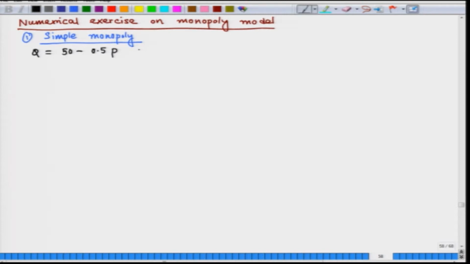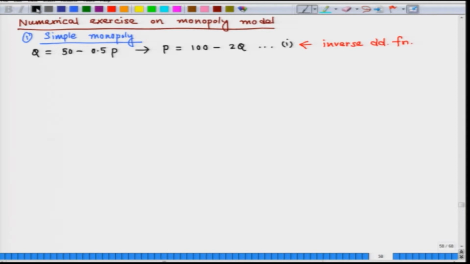So, from this direct demand function I can now get the inverse demand function, which is equal to P equal to 100 minus 2q. Let me name this equation 1, right. So, this is basically my inverse demand function for the entire market.